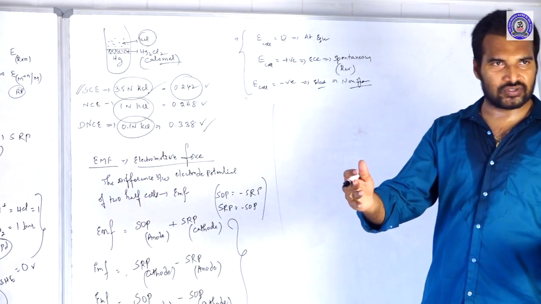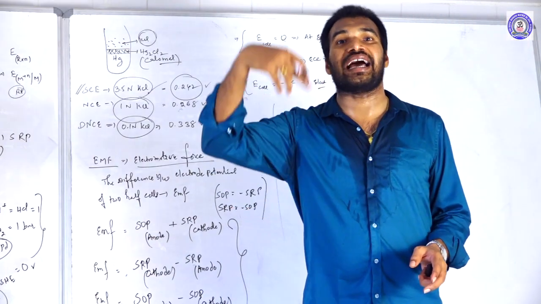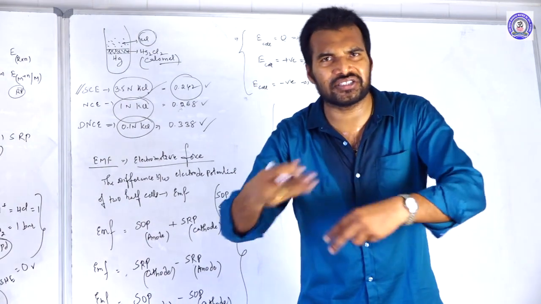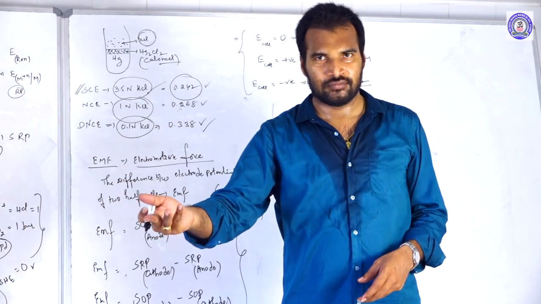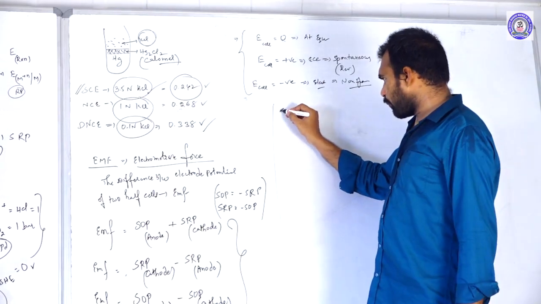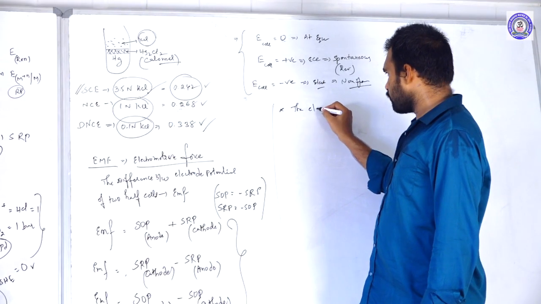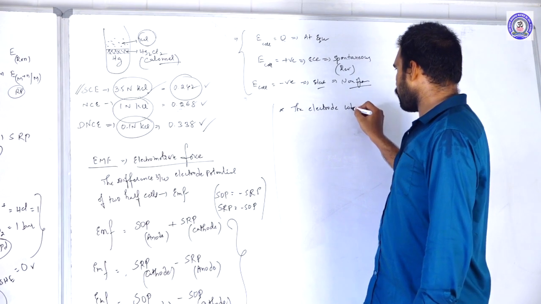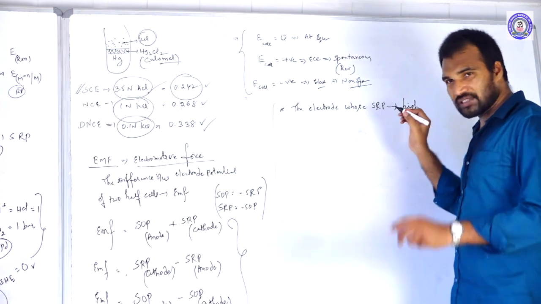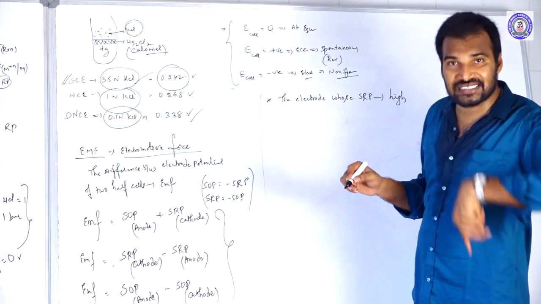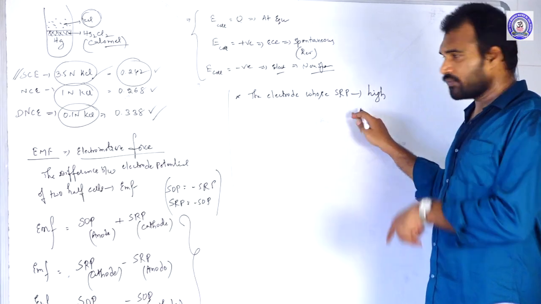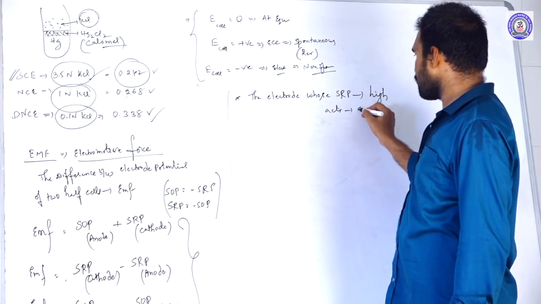Just compare the two electrodes. The electrode whose SRP value is higher, that will act as what? Cathode. Why? Because if SRP value is more, it always has a tendency toward reduction. At what electrode does the reduction take place? Cathode. That is why. So one point you remember, the electrode whose SRP value is higher, meaning less negative, more positive, understood? Whose SRP value is higher acts as what? It acts as cathode.